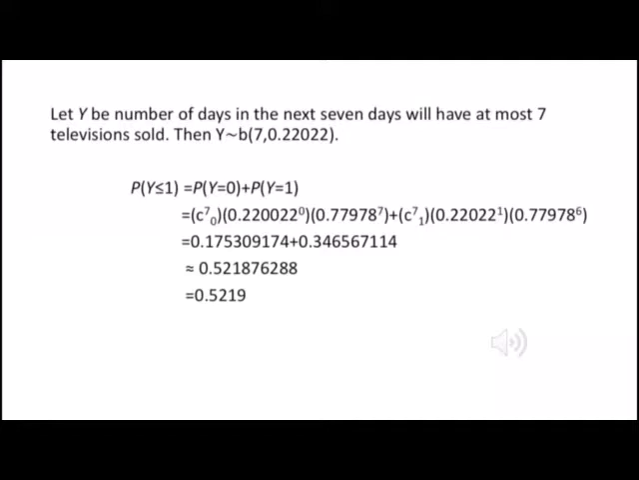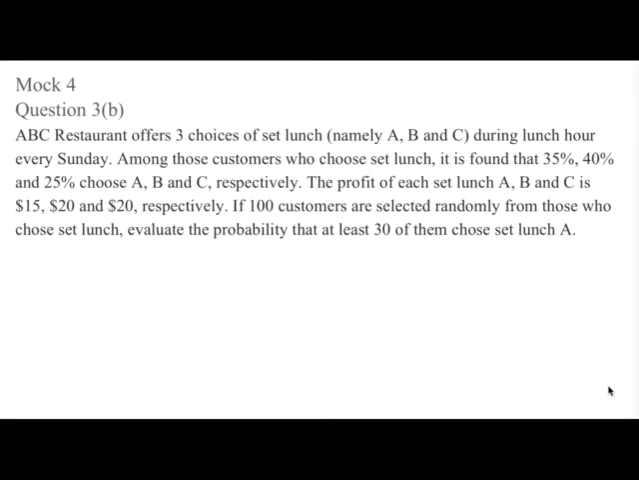Next, we can have the equation P(Y smaller or equal to 1) equals P(Y equal to 0) plus P(Y equal to 1). By substituting the value into the equation, we can have the answer 0.5219. That means the probability is 0.5219.